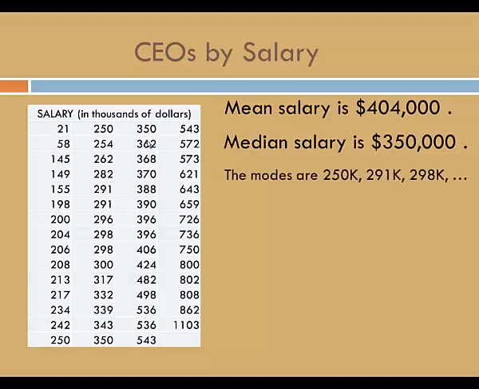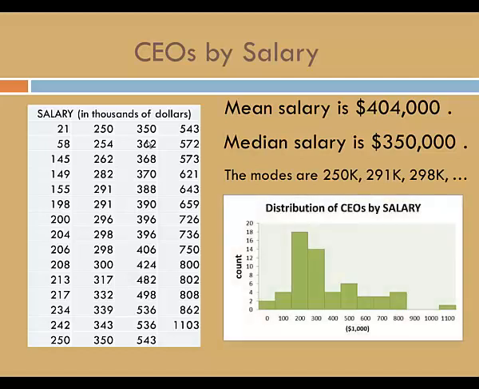The salaries are multimodal. Notice that $250,000 repeats, as does $291, $298, and actually there are several others that repeat. Here's a histogram to illustrate the distribution of CEOs by salary. The highest bar corresponds to a count of 18. This is the highest count, and in a histogram indicates a mode.